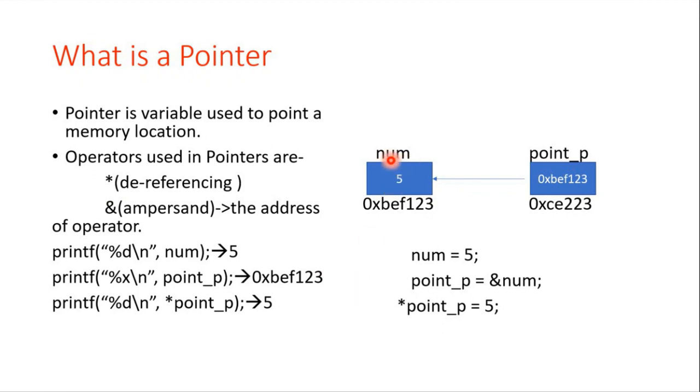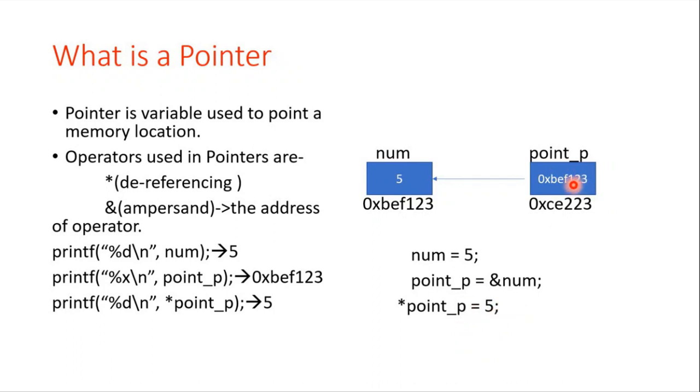This is an integer variable. We cannot use star on num, and ptr p is a pointer variable. That's why we have used star ptr p. Here num has a value of 5, ptr p has the address of num, and star ptr p has the value of 5.